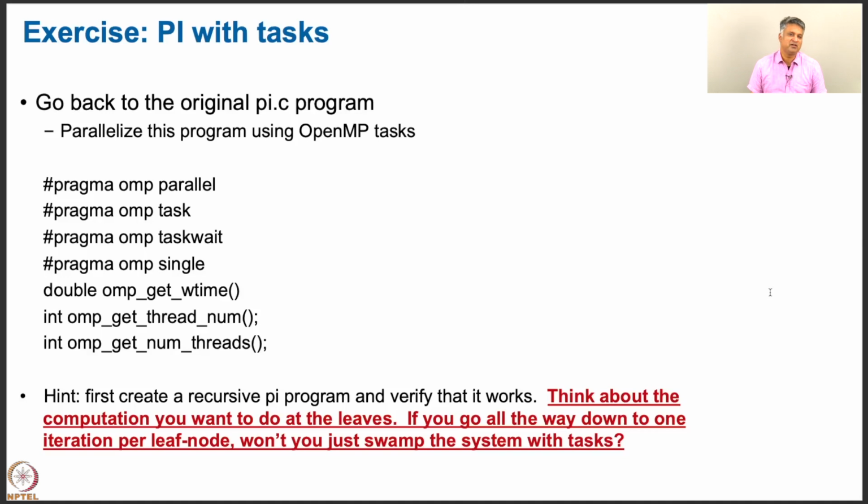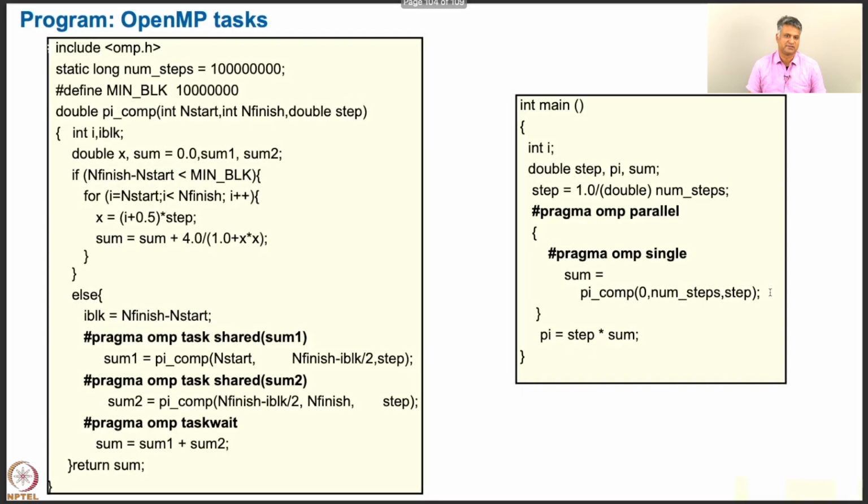We can do the same thing for computing pi in parallel, where we use the taskwait and the task constructs. This would be the example of how we can do this for the computation of pi.